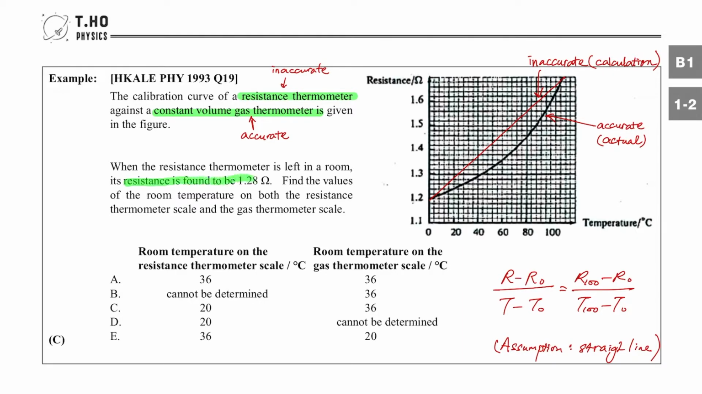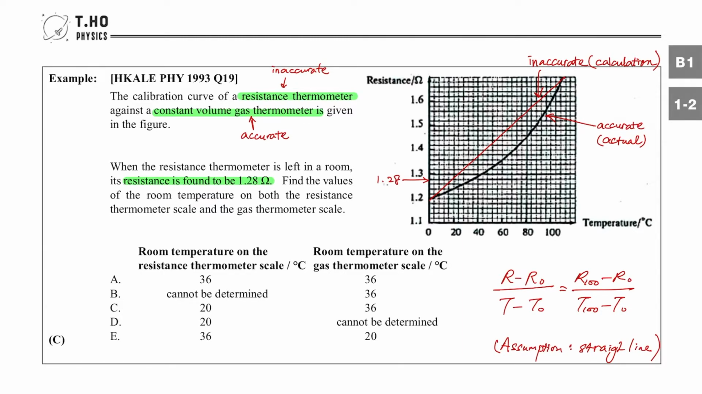So we obtain a reading in the second paragraph. We see that it is said that the resistance thermometer gives a reading of 1.28 ohm. So you can see 1.2 is here, 1.3 is here, 1.28 will be here. So the resistance is measured to be 1.28.